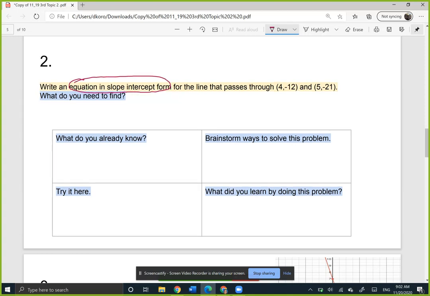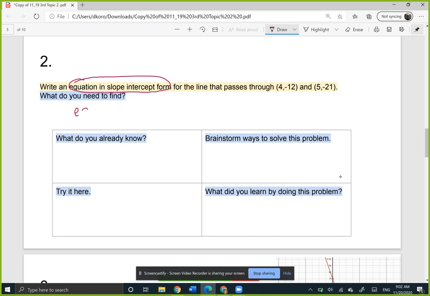So that's really important because what I started to see is people are using point slope form, which is okay, but the question is asking you for slope intercept form. If you don't put it in slope intercept form on the test, you're not going to get a 0, but you're not going to get a 4. You will probably get anywhere from a 2 to a 3, depending on your work. So what do I need to find?